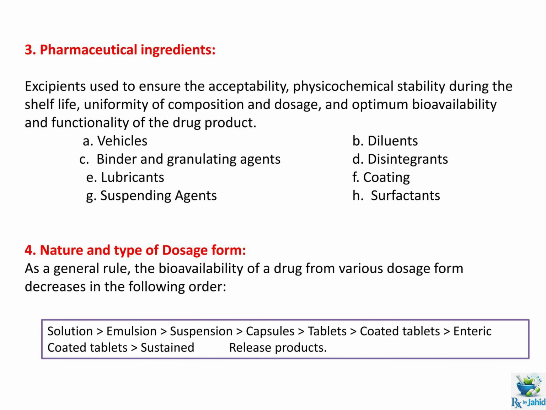So pharmaceutical ingredients. Excipients are used to ensure the acceptability of physicochemical stability during the shelf life, uniformity of composition and doses, and optimum viability and functionality of the drug product. Nature and type of dosage form: we know solution will have the highest dissolution, then emulsion, then suspension. These are all liquid dosage forms. Then capsule, then tablet, then coated tablet, because these are coated. There would be a duration or lag time for release of the coated drug, then enteric coated, and lastly the sustained release product.